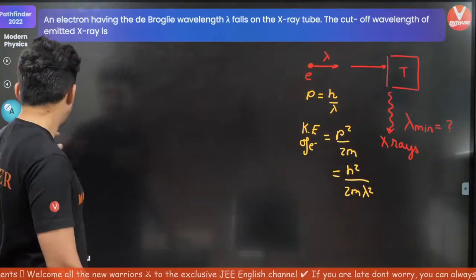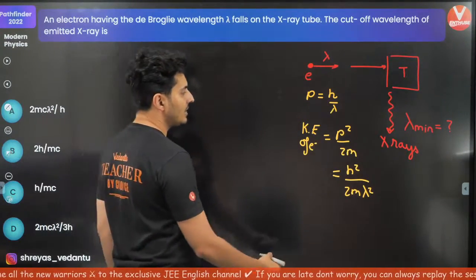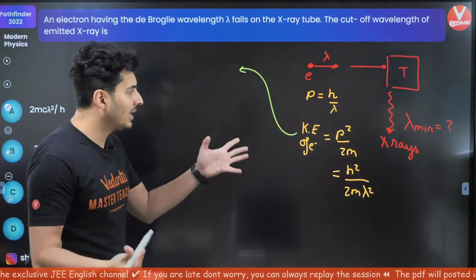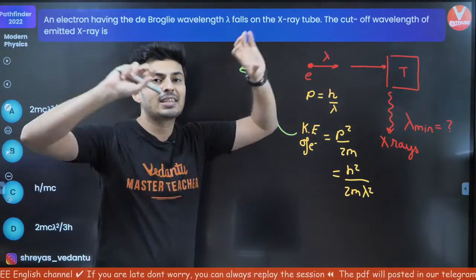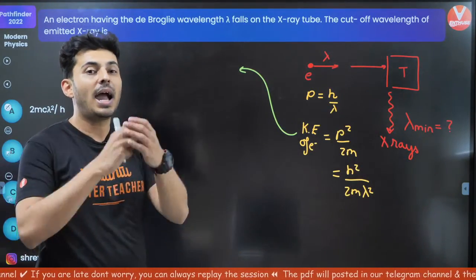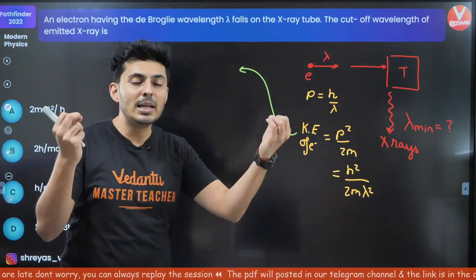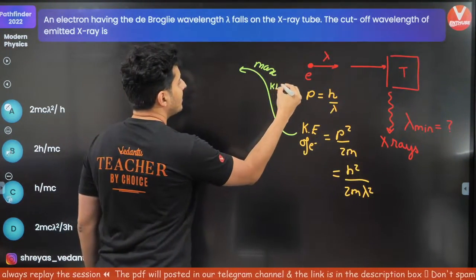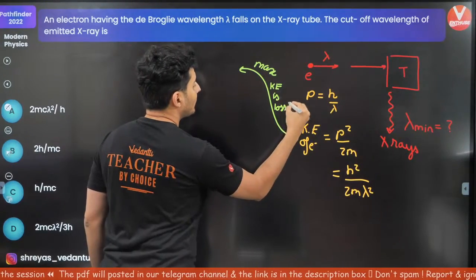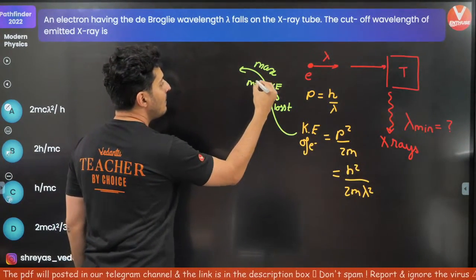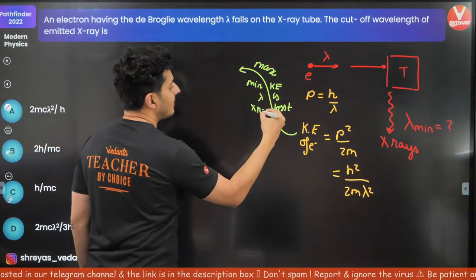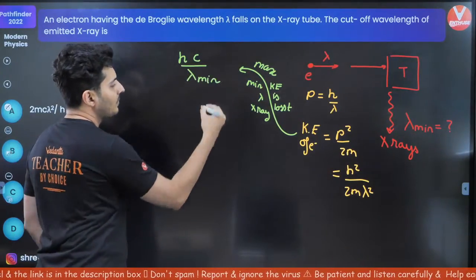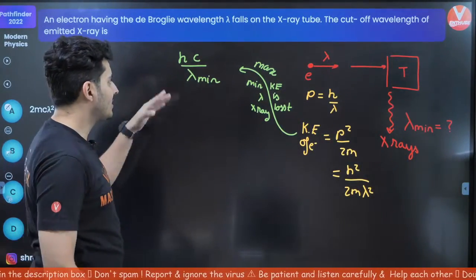Now where does this kinetic energy go? This kinetic energy goes in producing those X-rays. And remember that when the maximum amount of kinetic energy is lost, then you get the maximum energy photon and you get the minimum wavelength. So when max kinetic energy is lost, what do you get? You get minimum wavelength X-ray, which is given by hc by lambda min. Now just equate both of them and just figure it out.